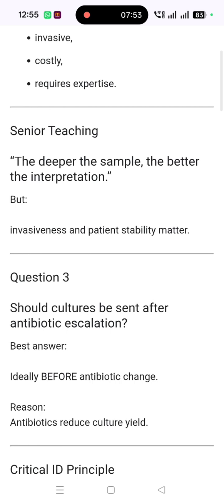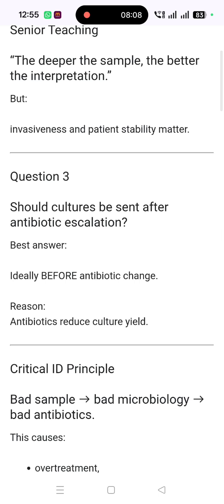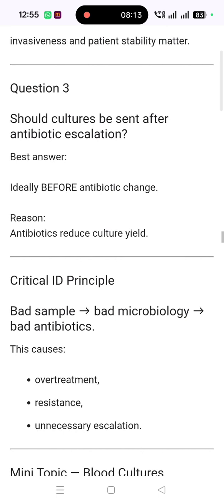So invasiveness and patient stability matter, because every time you don't want to invade the patient for collection of a sample. Should culture be sent after antibiotic escalation? The best answer: ideally it should be sent before the antibiotic change. Why? Because antibiotics reduce the culture yield. It is okay if that antibiotic is not working, it is fine, then you may get that organism in your sample.